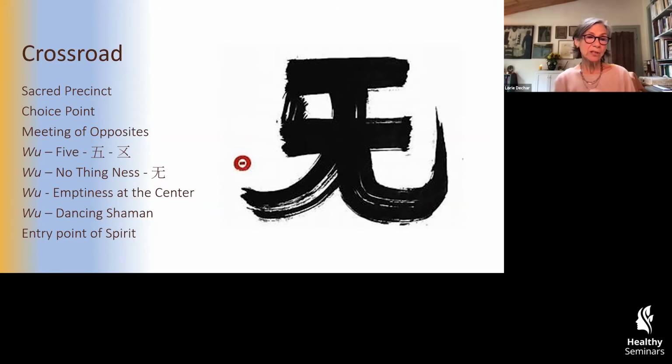So the five, when it comes together as a cross, out of it comes the point at the center, which is nothingness. And this character, which you see, the beautiful calligraphy on the right, is the modern form of that character. The ancient character, which I have in Five Spirits, is a picture of a dancing shaman with tasseled sleeves.